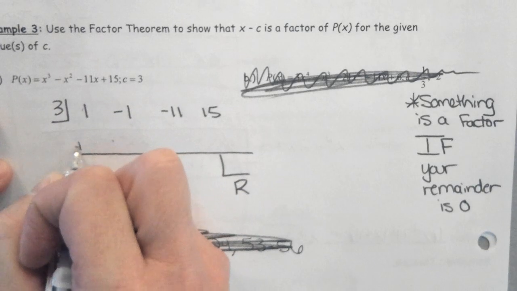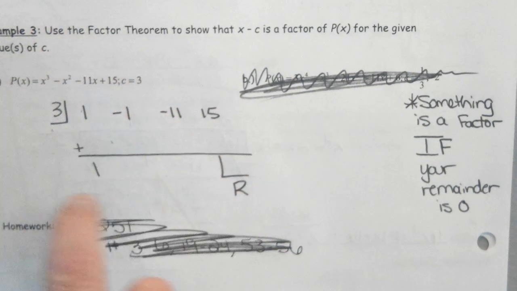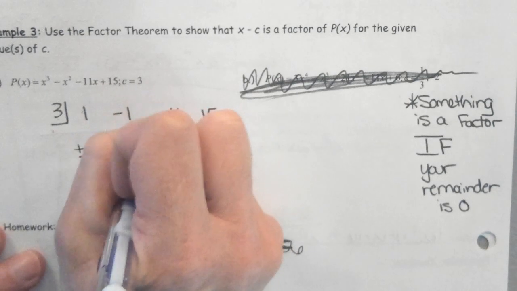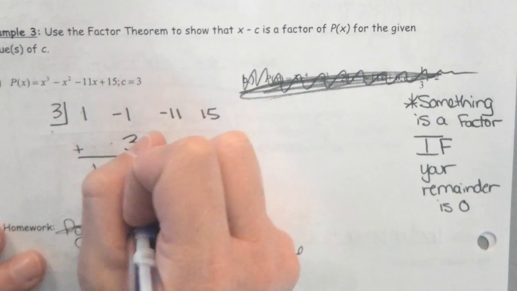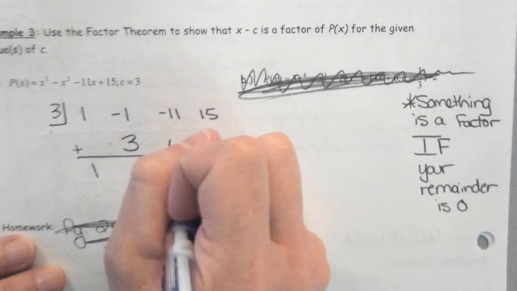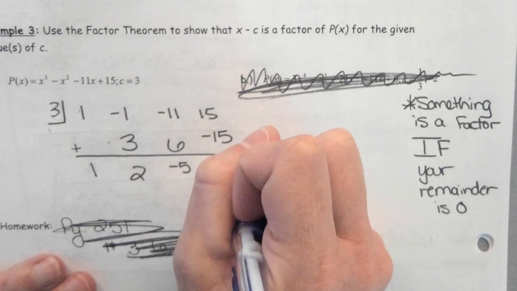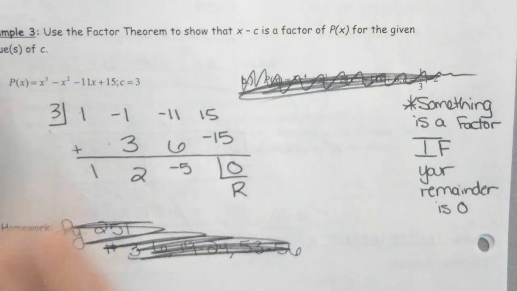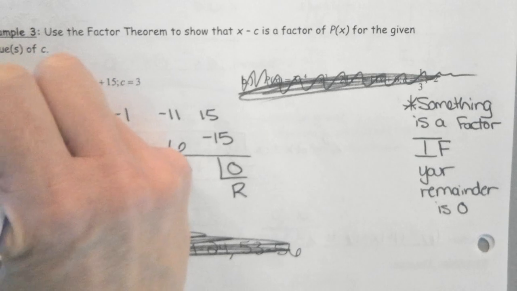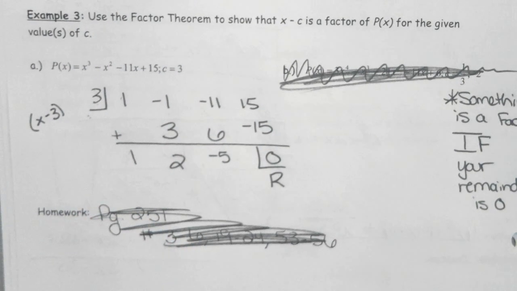Here we go. Let's see if it is. 1 plus nothing. 1 times 3. Add down. Multiply. Add down. Multiply. Add down. We got 0, so again, think about where it would have come from. Is x minus 3 a factor? Yes. So if we divided in x minus 3, it divides in evenly, so it is a factor.